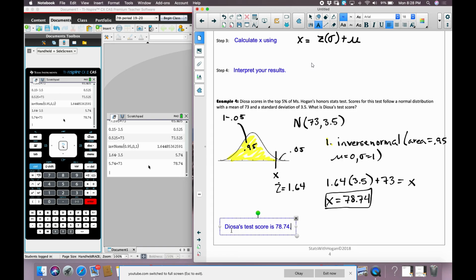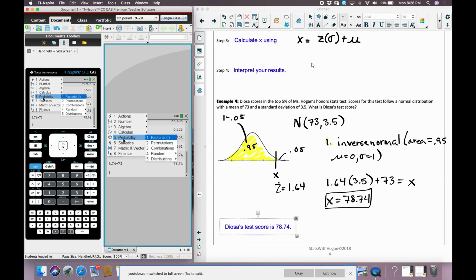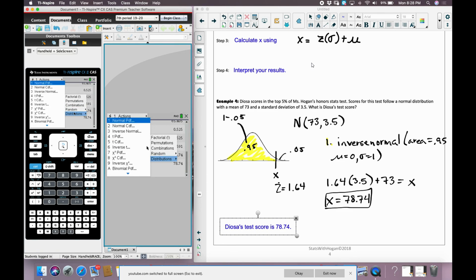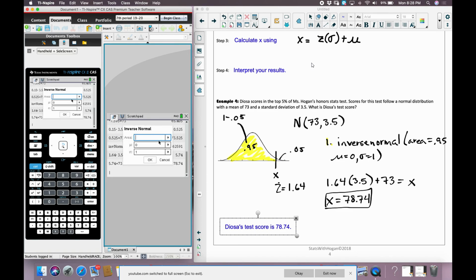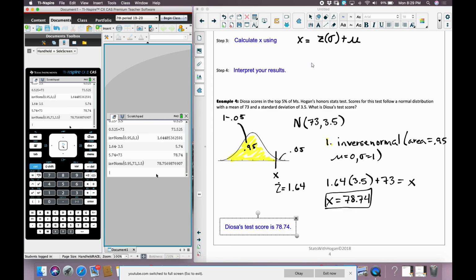All right, I'm just gonna check that on my calculator. There's another way you can do this. You do menu, probability, distributions, inverse normal. You can put the area as 0.95, if she's in the top 5%. Change that to 73. Standard deviation to 3.5. And there we go, 78.75, which is right around what we got when we calculated it by hand.